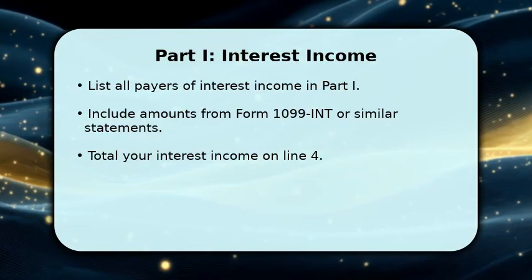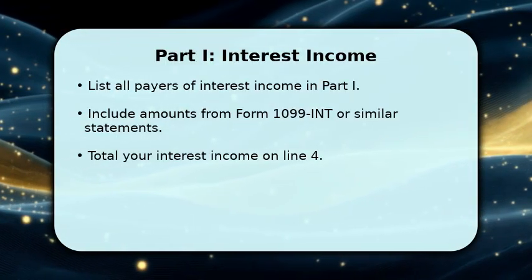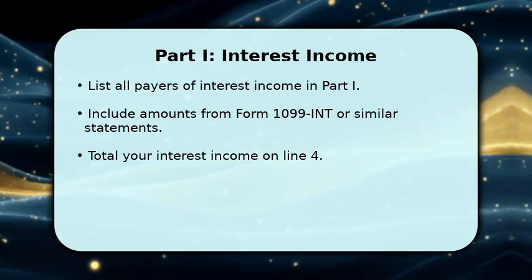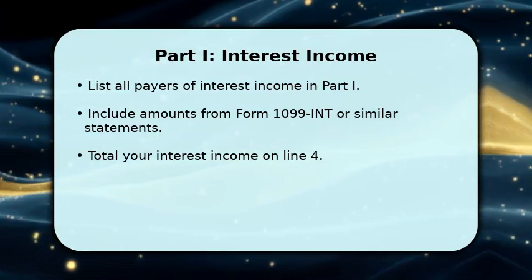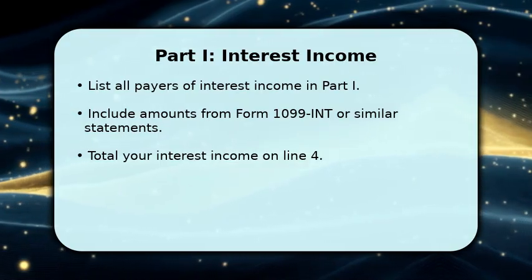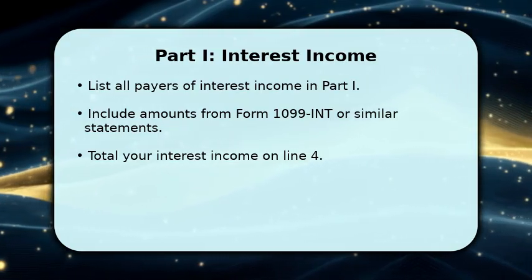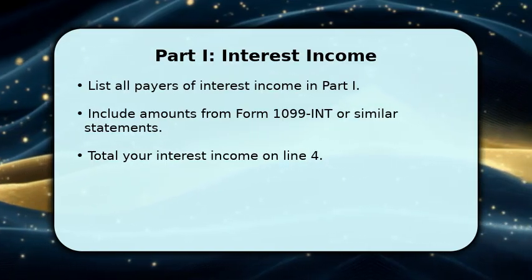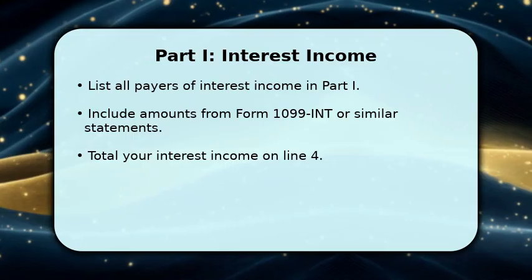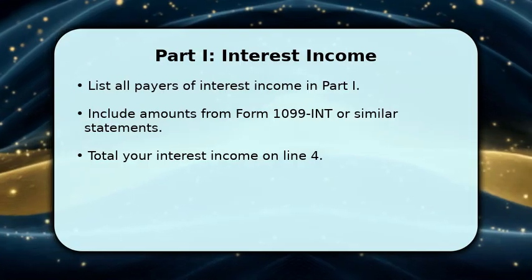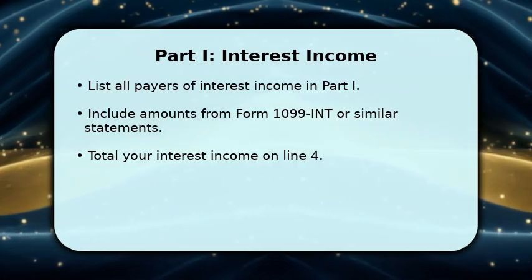Moving to Part I, this section is for your interest income. You'll need to list the names of all payers, like banks or brokerage firms, and the amount of interest received from each. Refer to your Form 1099 INT or other statements for these figures. If you received interest from a seller-financed mortgage, include the buyer's name and address. Finally, sum up all your interest income on line 4, transferring this total to your Form 1040.